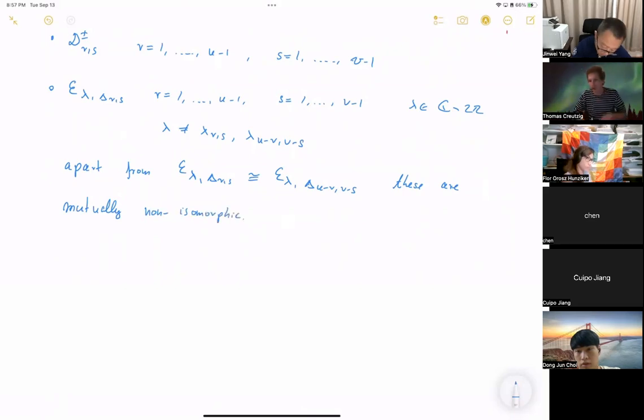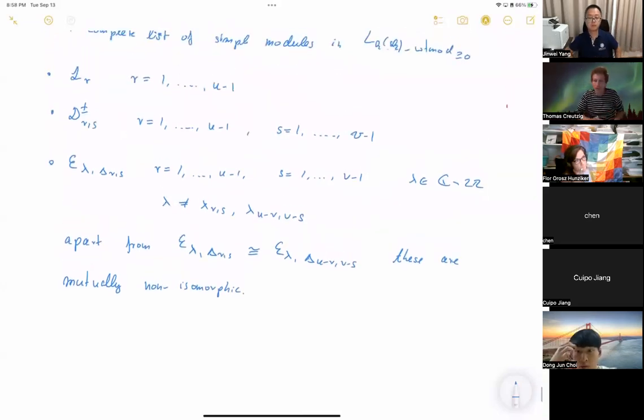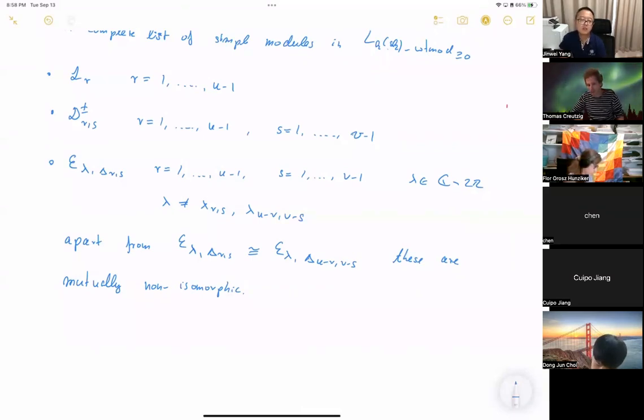And then, combining with the result by Arakawa and Creutzig, tells us that we have a complete classification of simple modules of the affine vertex algebra of SL2 at admissible level. It's exactly this collection together with all their spectral flow twists, which are parameterized by an additional integer that I will always denote by L. Right? There are then, in fact, additional isomorphisms, because it turns out that a spectral flow twist of a D plus can be a D minus and vice versa, and a spectral flow of an L R can be a D plus or D minus. So there are a few additional isomorphisms, but this is not crucial for a further discussion.